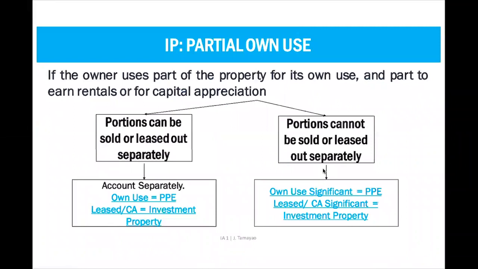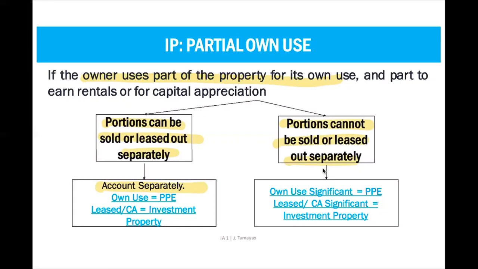So what if we have an investment property with partial own use? Partial own use, what is this? So we have here an investment property, or a property that can be classified as investment property. However, you will use a certain portion of it. So the owner uses a certain part of the property. So if ever the portion can be leased out separately, you account for it separately. But if the portions cannot be sold or leased out separately, you will look at the significant component.